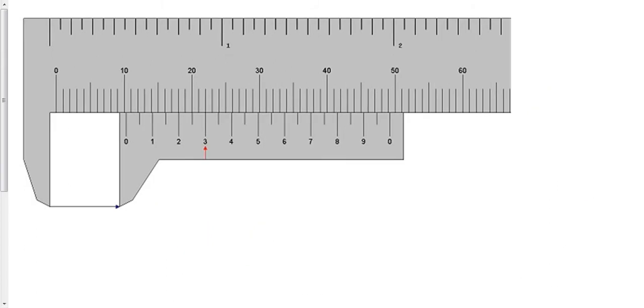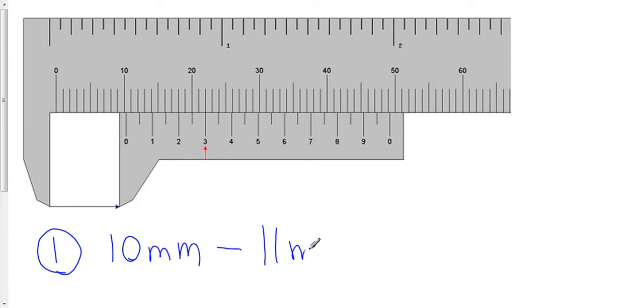Looking right here, step number one was to look at where the 0 on the moving scale lines up with the fixed scale. So we're somewhere here between 10 and 11 millimeters. How far past 10 millimeters? Well, I can tell from the 0 that we're not that far past. It looks like we're less than halfway, but we want to know exactly how far past, and that's what the moving scale is going to tell us.